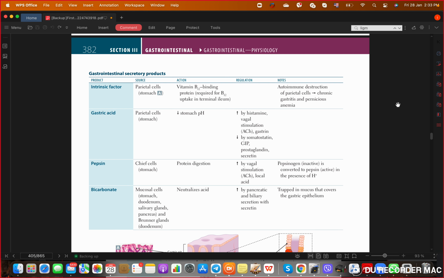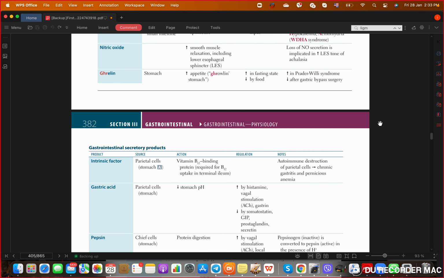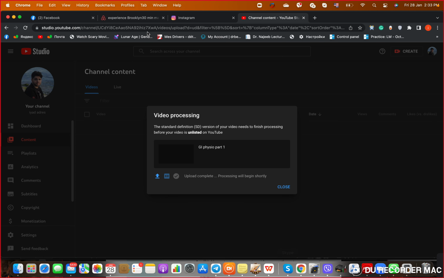So, parietal cells are located in the stomach. It's important to know a few things about them though. Where are they located and what do they look like? I will show you a picture now, and I will teach you how to identify them. The video is up.